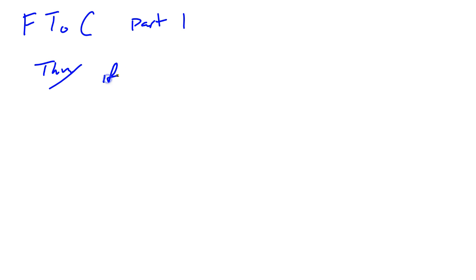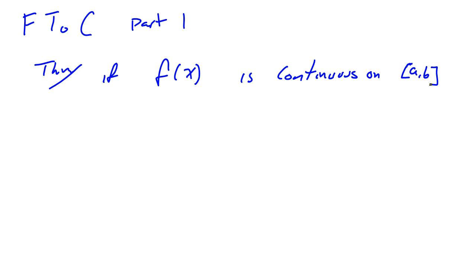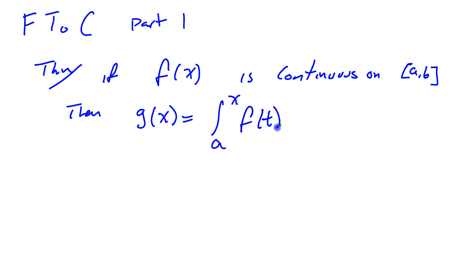It says, if f of x is continuous on the closed interval from a to b, then the function g of x, which is the area function, the integral from a to x of f of t dt, is continuous on the closed interval from a to b.